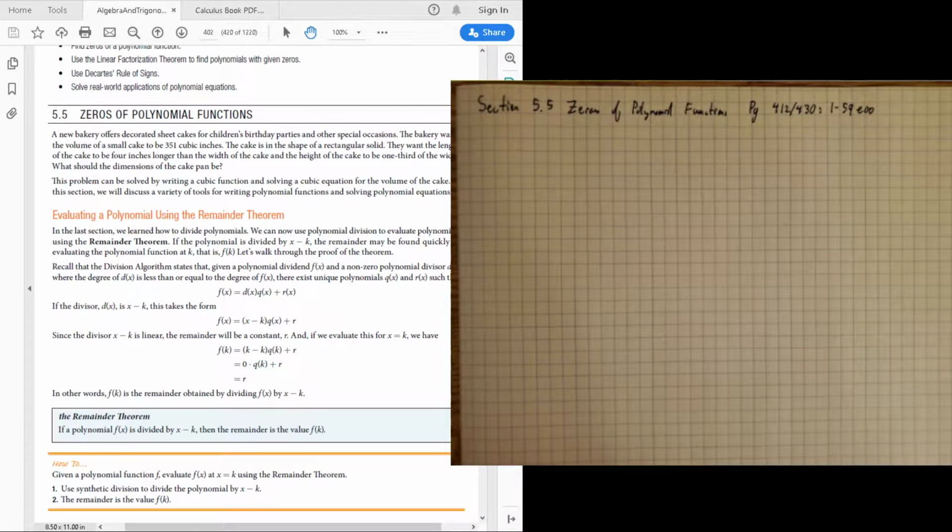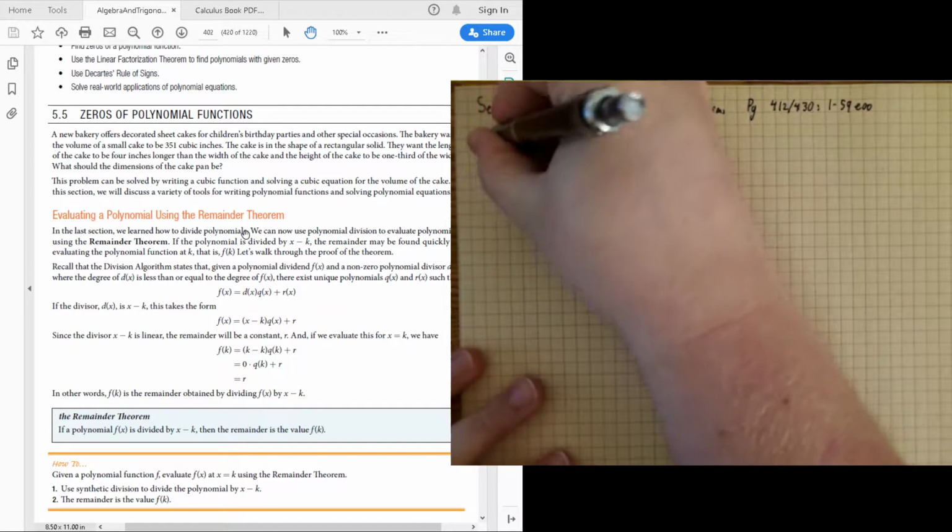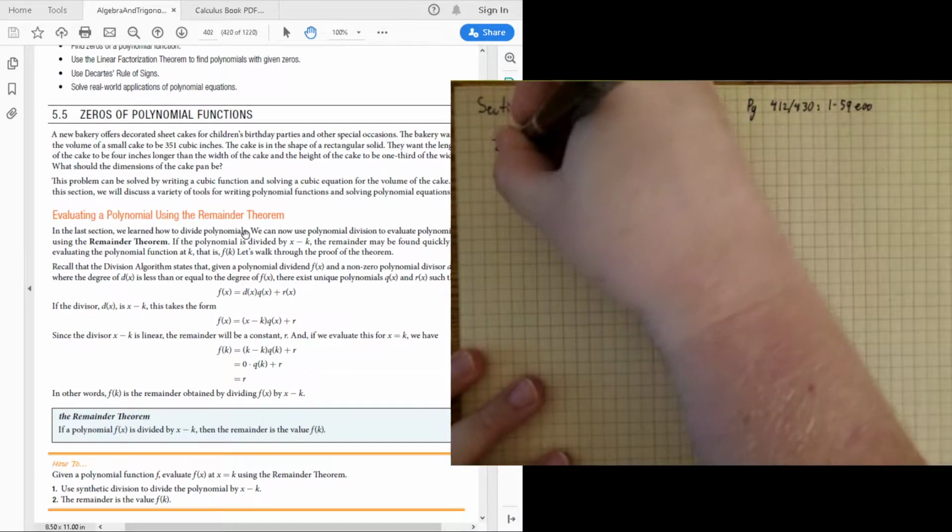Section 5.5 deals with polynomials, and specifically the zeros of a polynomial function. The idea is to use a couple of big theorems we're going to talk about today: the remainder theorem, the factor theorem, the rational zeros theorem, and the complex conjugate theorem, as well as Descartes' rule of signs, to determine how to find zeros of a function. Let's remind ourselves of some terminology. Zeros of a function.